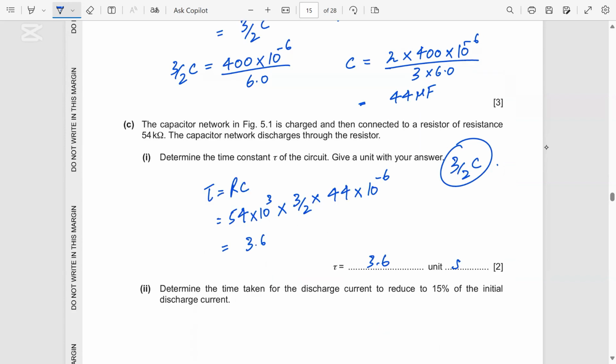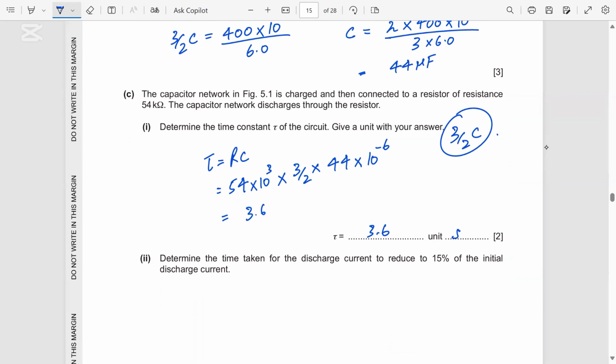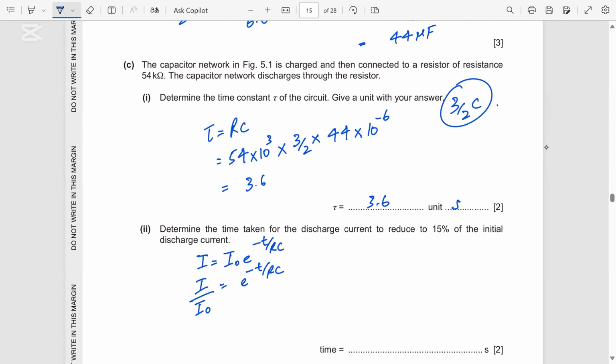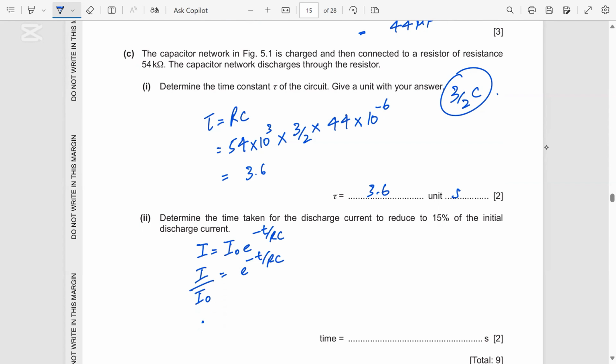Determine the time taken for the discharge current to reduce to 15% of the initial discharge current. So the formula for this is I is equal to I naught exponential minus t over RC. And since it reduces to 15% of the initial value, I over I naught is equivalent to e to the minus t over RC. And this I over I naught is going to be 0.15, because it reduces to 15%, right?